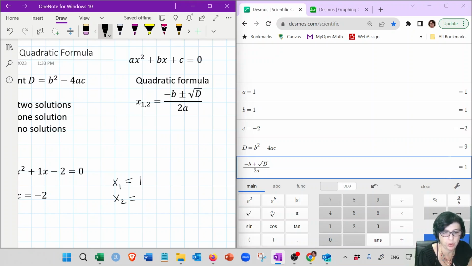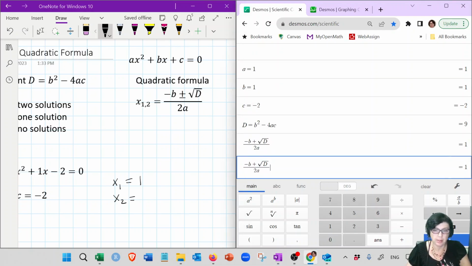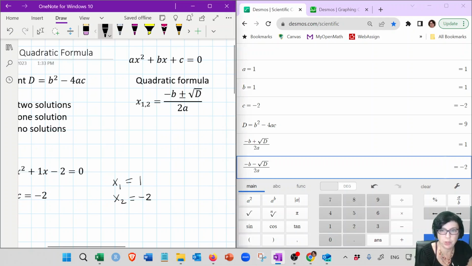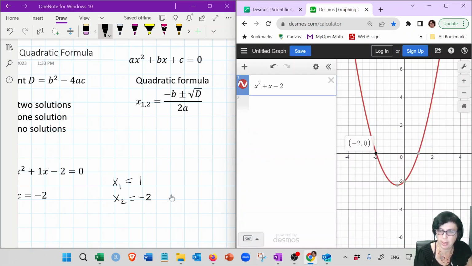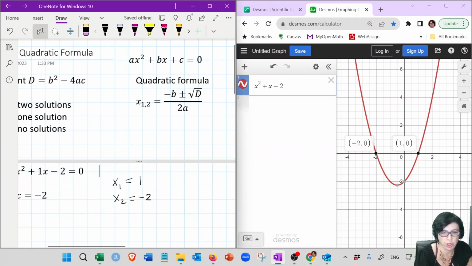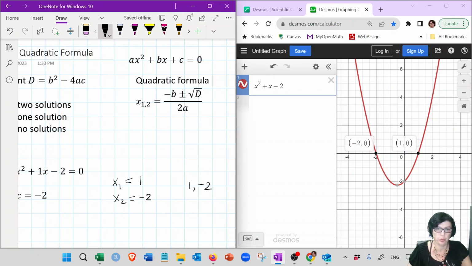The second solution is going to be the exact same thing as this, which I'm just going to copy and paste to the next line. And instead of a plus, I use a minus. That tells me that the second solution is -2, which is what I also saw on the graph. I got a -2 and I got a 1, right? Those are your two solutions. Usually you will be typing in the box something like 1, -2 for the two solutions that you have.